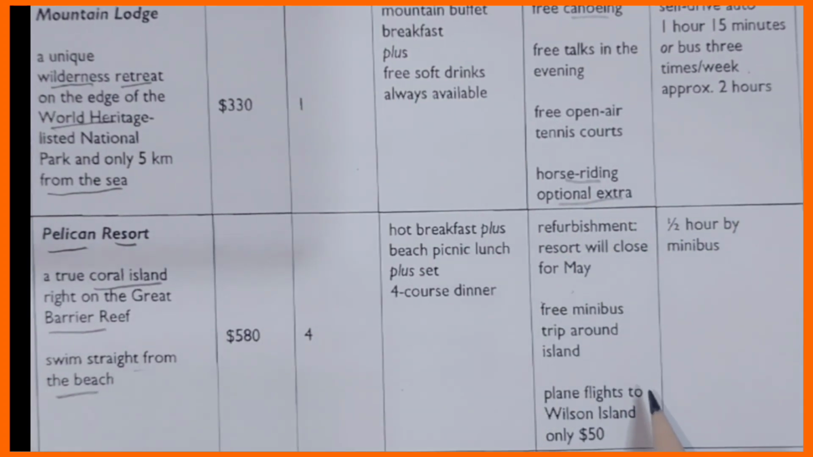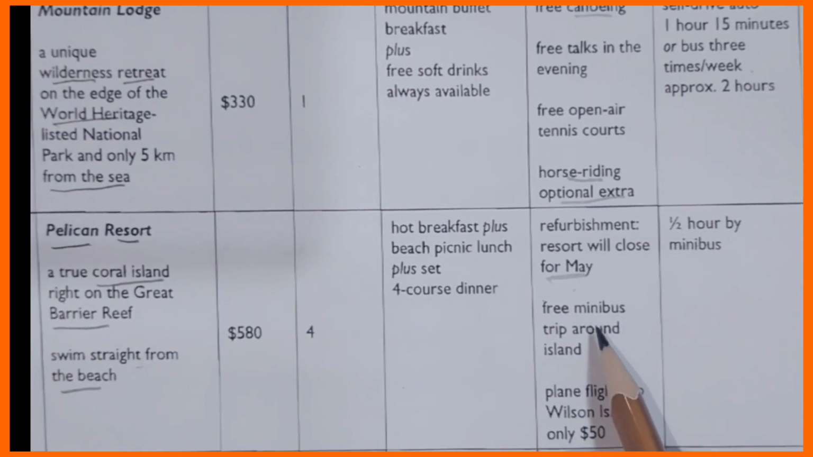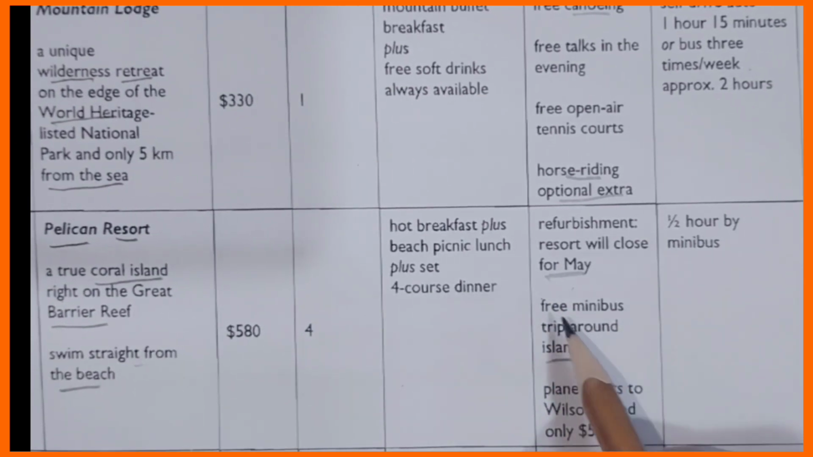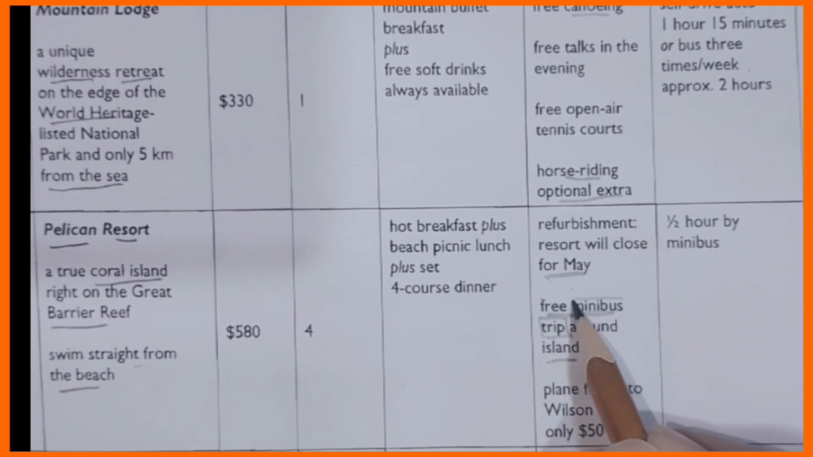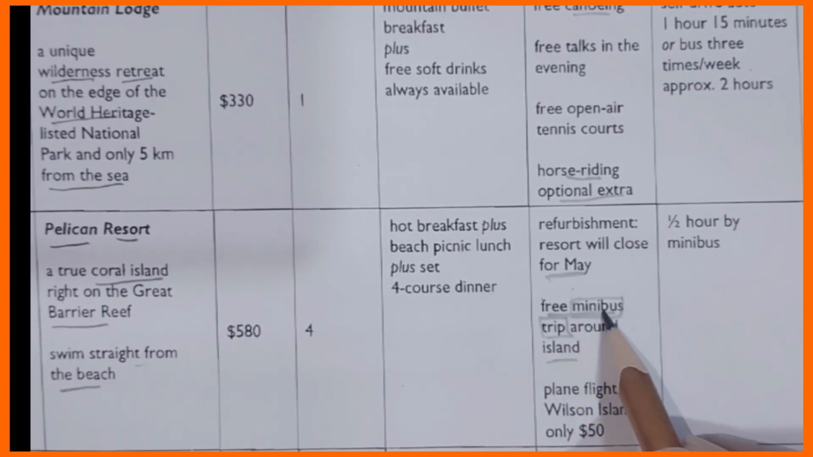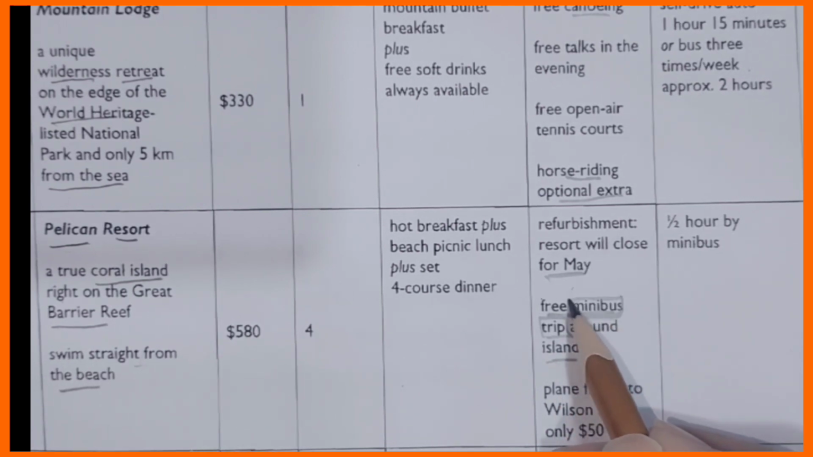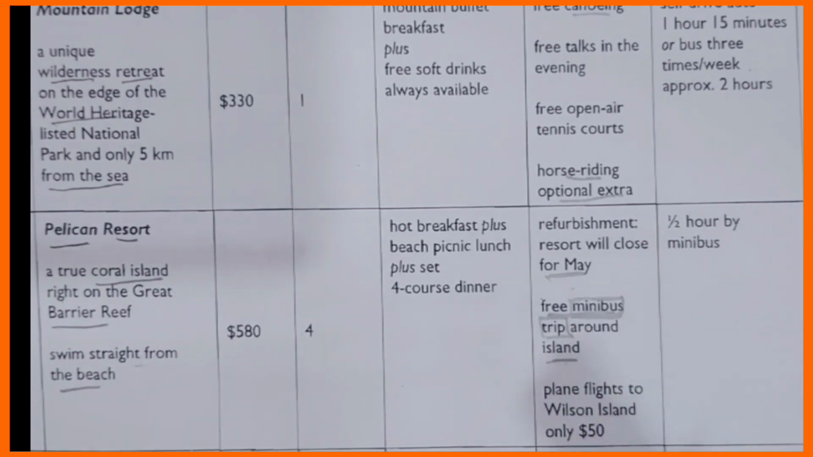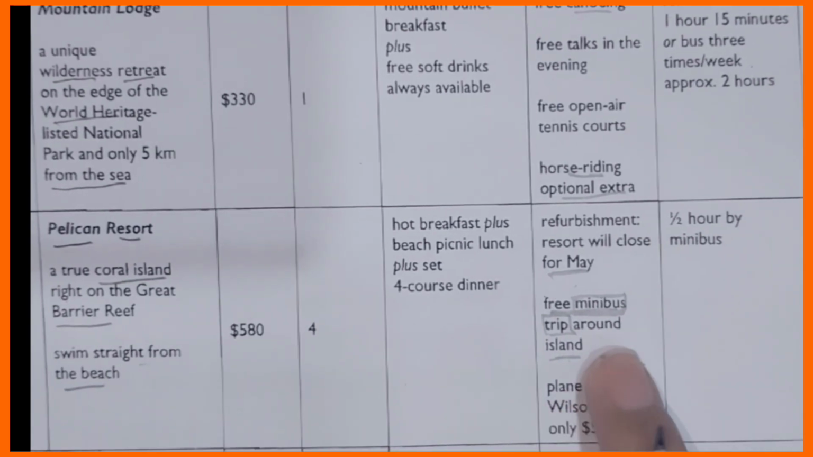So refurbishment, resort will close for May. Okay. Free minibus trip around island. Free minibus trip. Trip means tour, through the minibus. Also remember this spelling, minibus. Sometimes we have this word minibus in the listening as well. So you can learn a lot of vocabulary from your reading that will be helpful and useful for you to solve your listening tests as well. So what will be the answer?